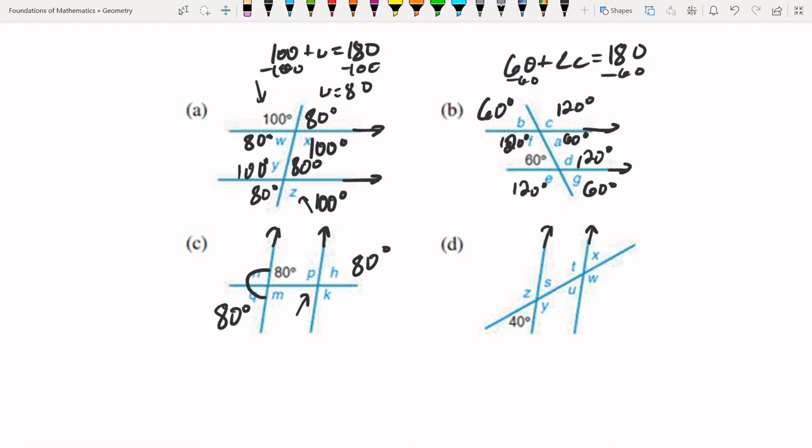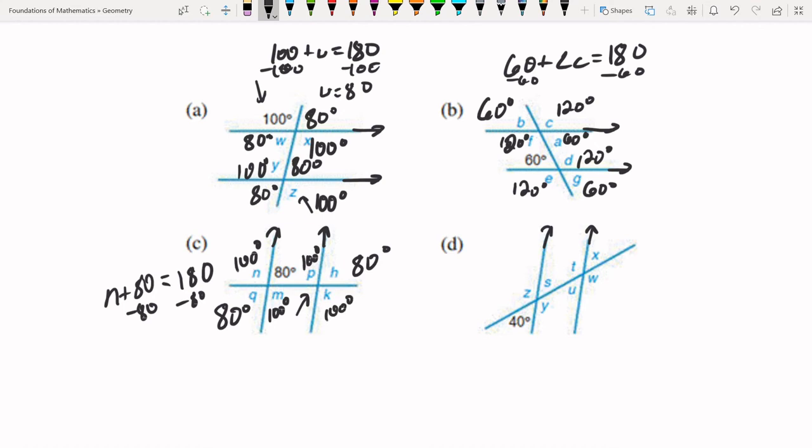These are straight angles here, N and Q. So we have N plus 80, which is Q, equals 180. Subtract 80 from both sides, and you see we get 100 for N, which means M, being a vertical angle to N, is the same. Alternate interior angles is the same, and alternate exterior angles is the same.